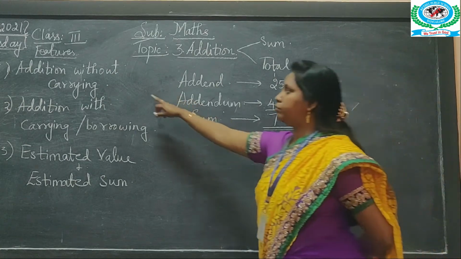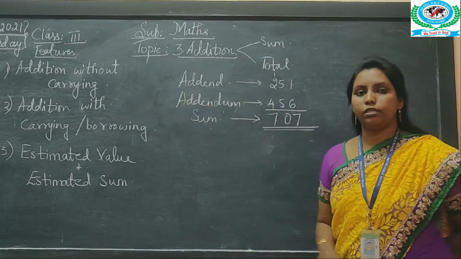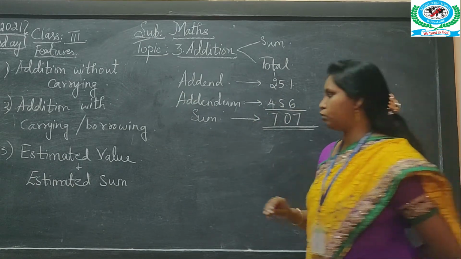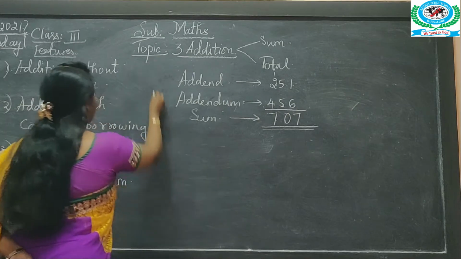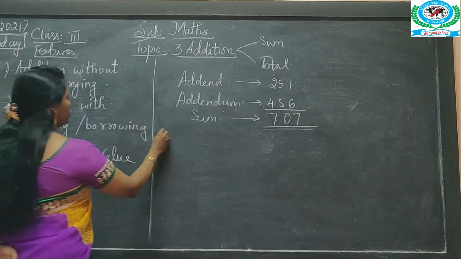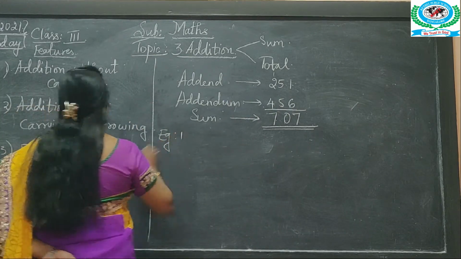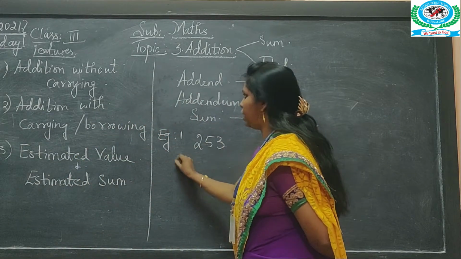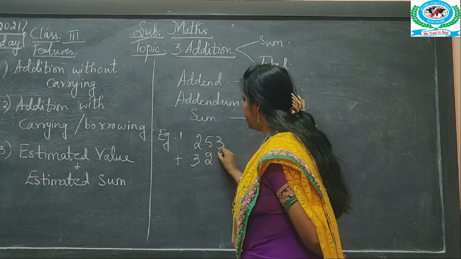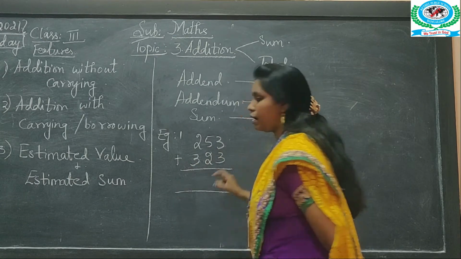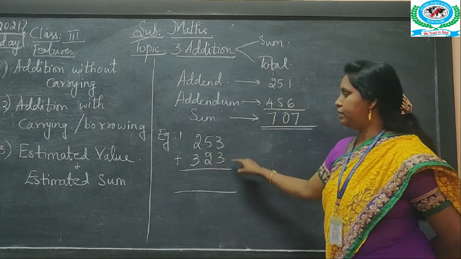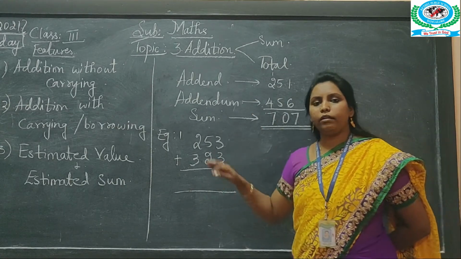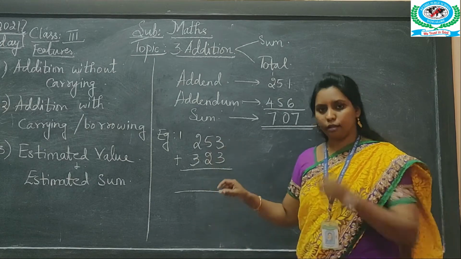So now the first main point of this lesson is addition without carrying. What do you mean by addition without carrying? So for example, if I give you all a number 253 plus 323, okay, these are two numbers or 3-digit numbers. So how you will add that without carrying a number, without borrowing a number there?